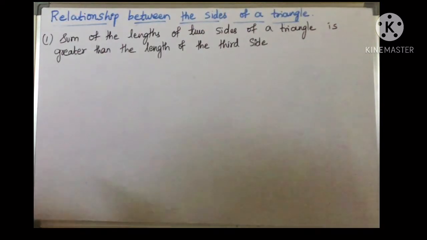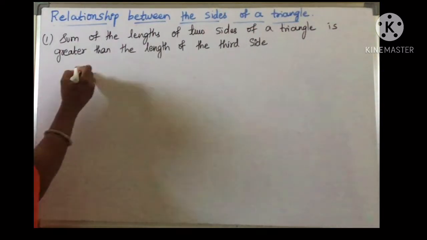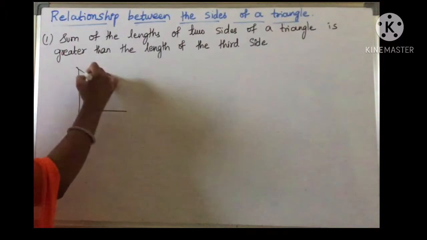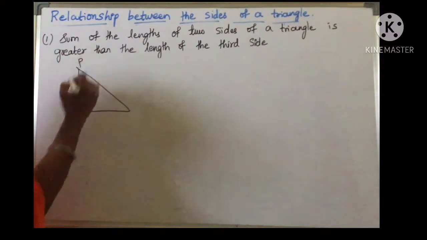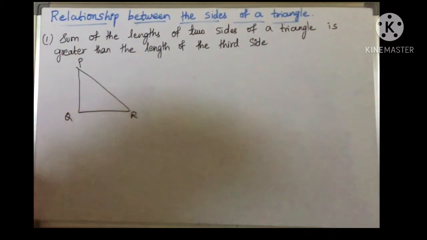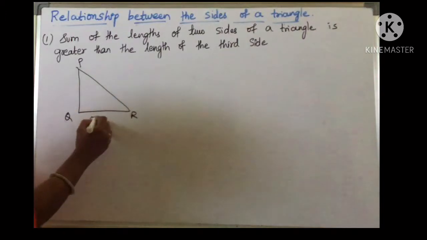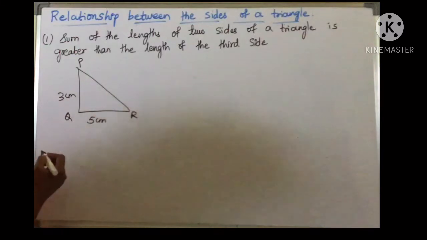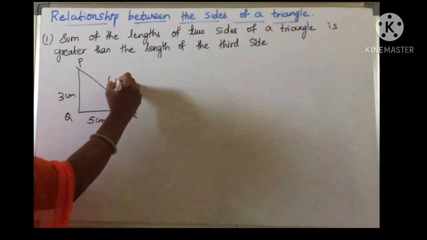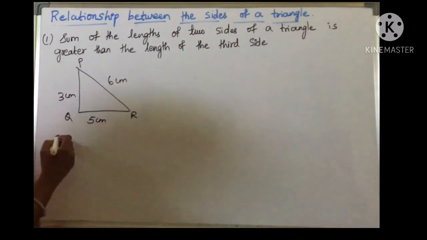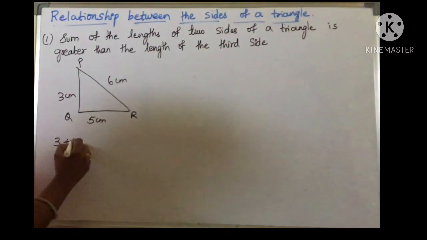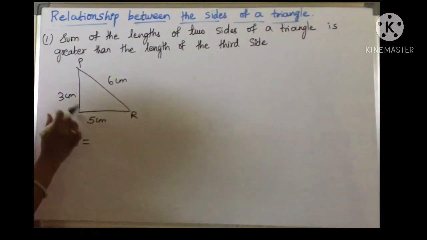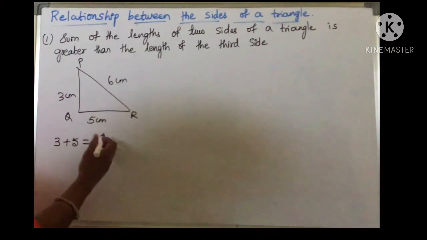Now one more example we are going to take, children, here. P, Q, R, right? Suppose QR is 5 centimeters, PQ is 3 centimeters and PR is 6 centimeters. Now add any two sides. Roughly I am doing here, 3 plus 5 I am adding. I am adding these two sides. How much did you get? 3 plus 5, 8.